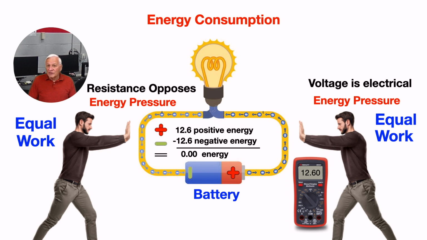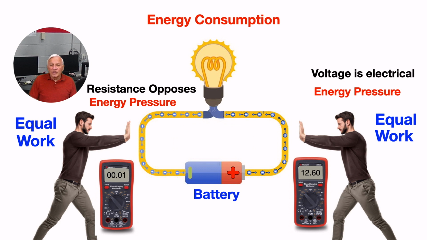12.6 volts of positive energy minus 12.6 volts of negative energy equals 0 volts of energy. Now when two energy states or forces are equal, they cancel each other out. The energy is exhausted. There is nothing left over. The reading drops to 0, or as close to 0 as possible. Now I know this comes as no surprise. It's the same old voltage drop. But this is teaching it as it should be, as energy consumption.